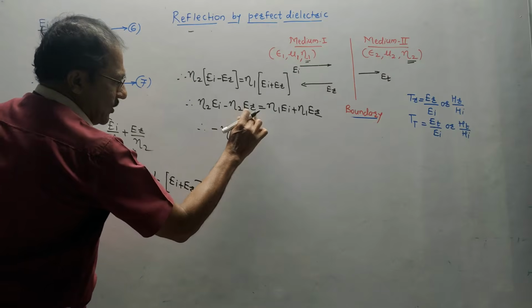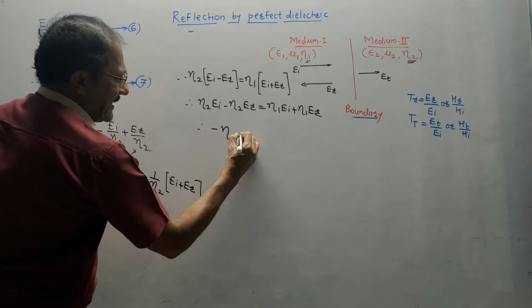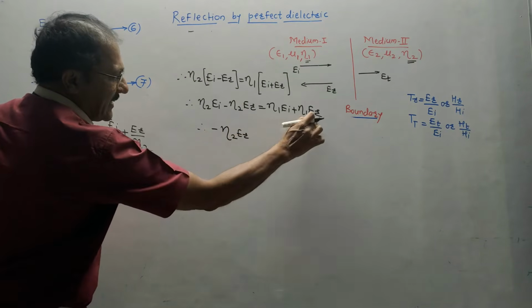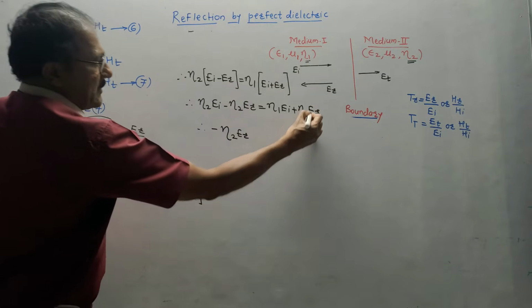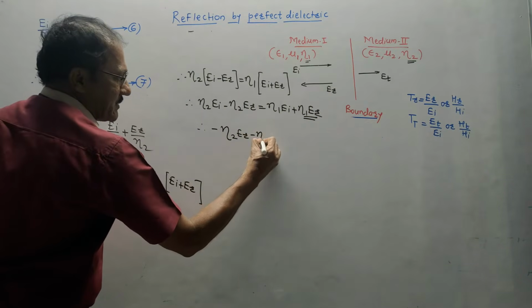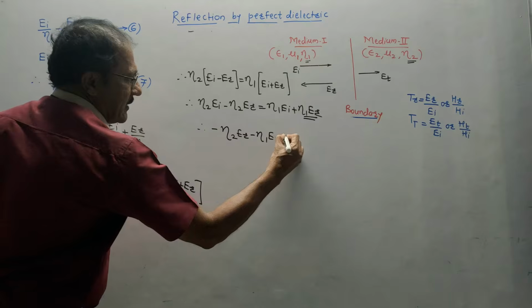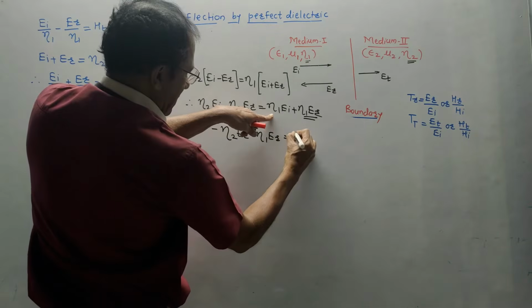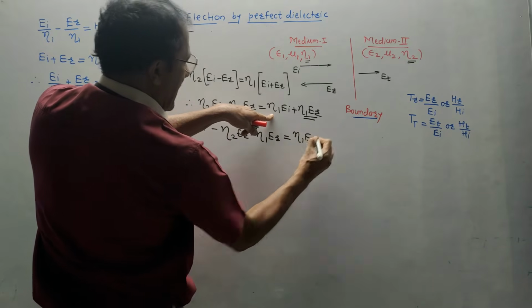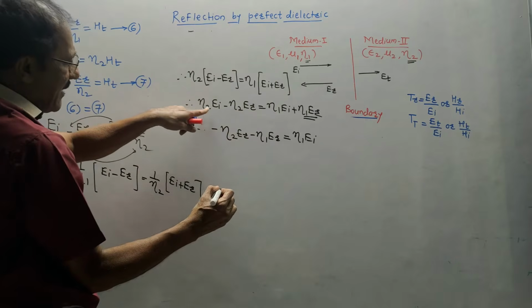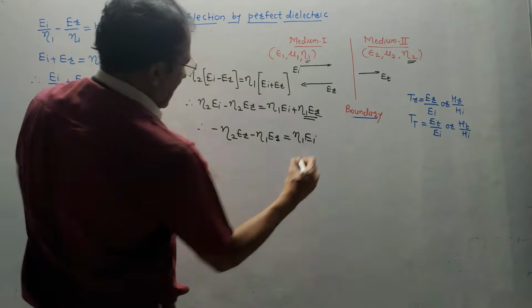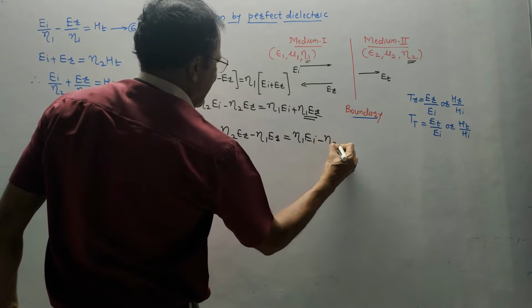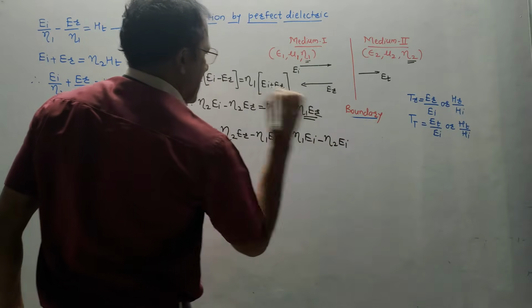This term is already in terms of ER, so I am keeping the second term as it is. Then related to this ER, I have this last term. Transferring it to the LHS, it becomes minus eta 1 ER is equals to. This term is in terms of EI, I am keeping it as it is. This term, I will transfer it to the RHS, so it becomes minus eta 2 EI.